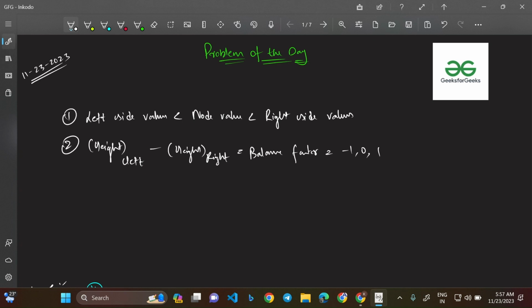These are the things that you need to keep in mind. These are the two properties. That's it. You'll be revolving only around these two properties. Your question will be solved only based upon these two properties. If any of them is being violated, then you take the necessary action.